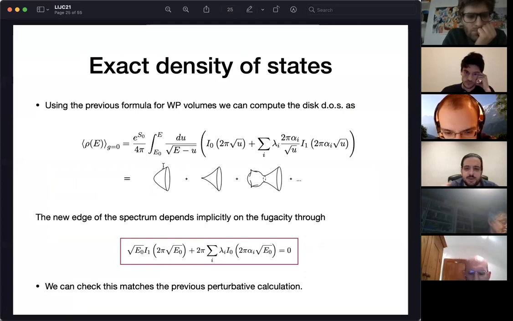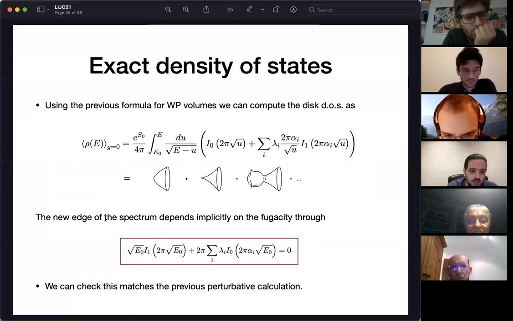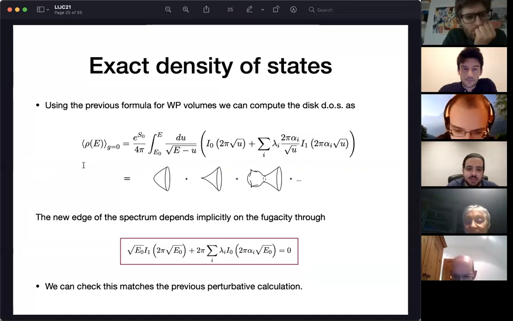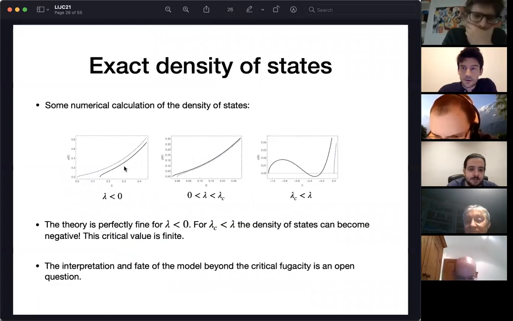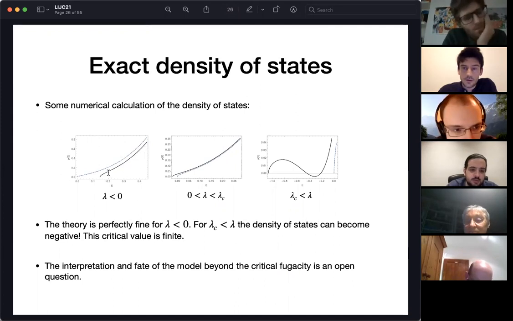So when you add the defects, you have a shift of the ground state energy, if you want. This E naught is given implicitly by this relation. Here you can check that if you put lambda equals 0, then you get JT gravity and everything will be the same as before. This is a picture of how it looks. You can see that it's a smooth answer, just a shift of the extremality, of the ground state energy.